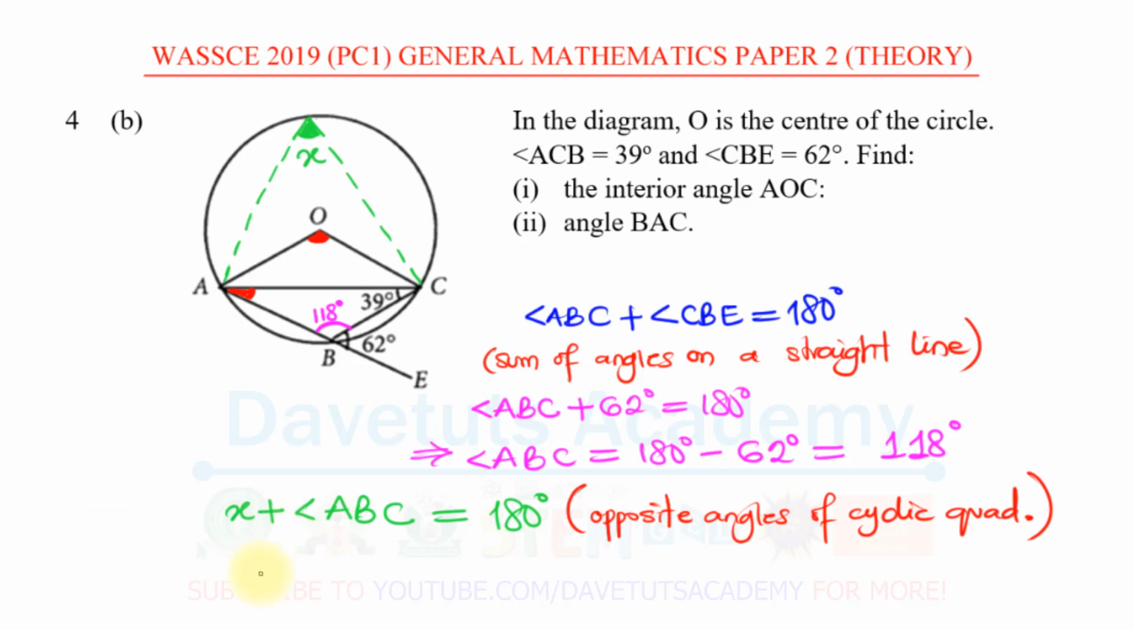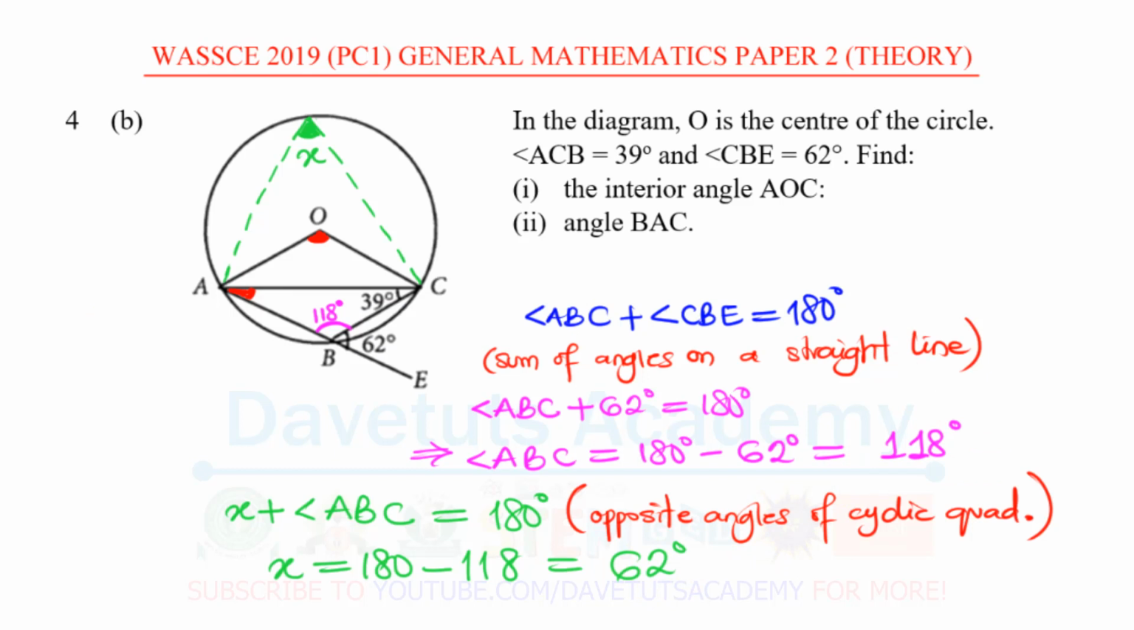So that means angle X, in this particular case, will be 180 minus ABC. But we know that our ABC is 118 that we just got. So X is equal to 62 degrees. Okay, that's another thing that we just got.